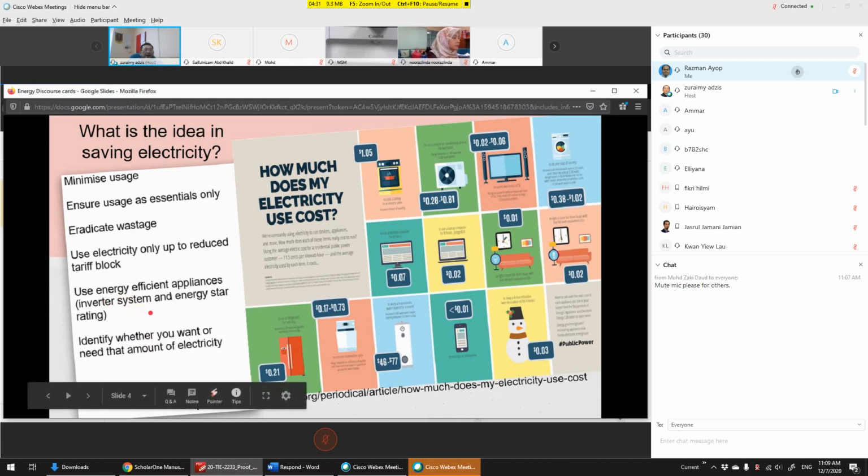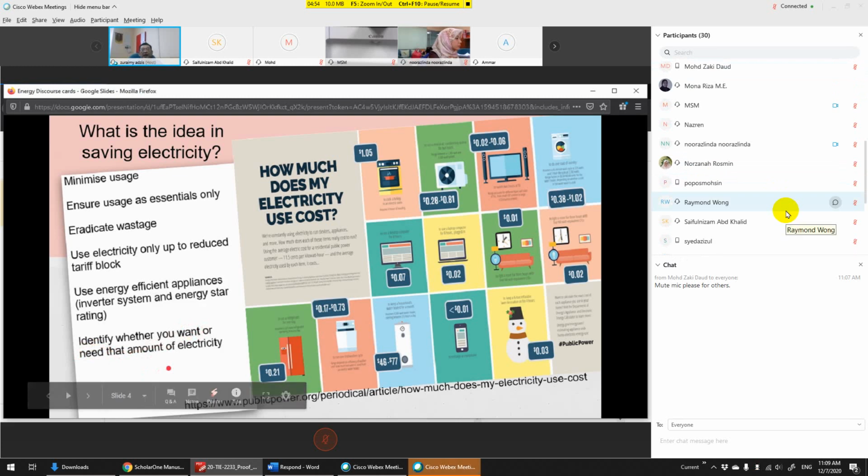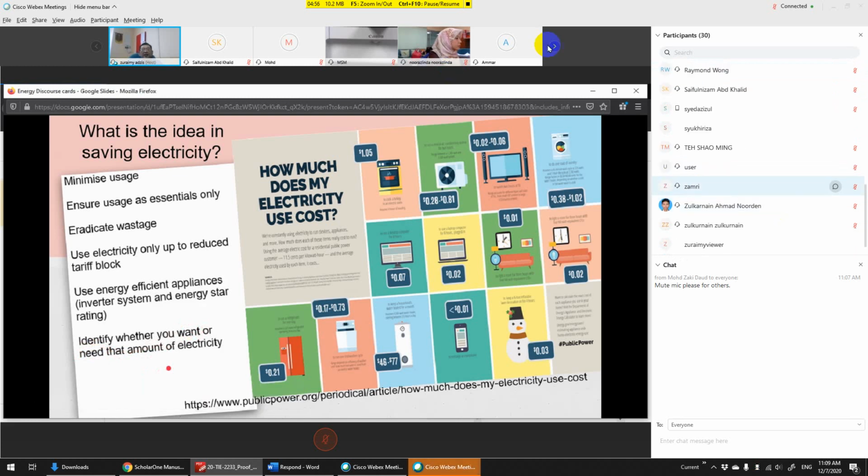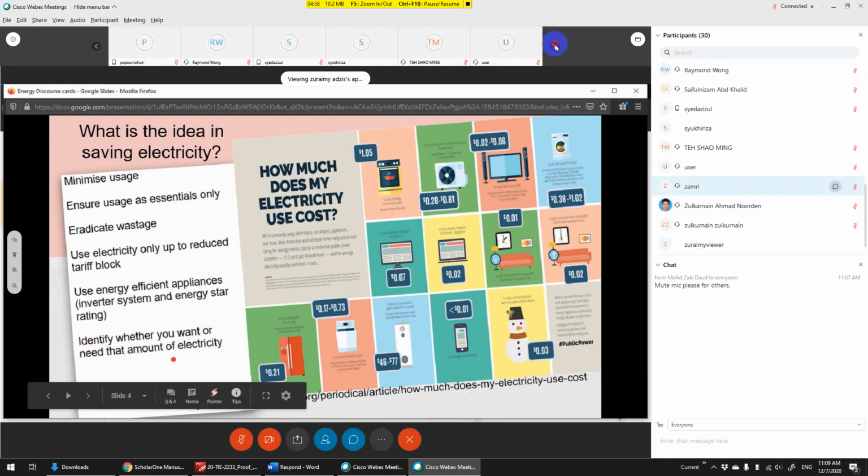Next, identify whether you want or need. So the two very big words here when you want to justify your use of electrical energy. Whether you want to use the appliance because you want to, or you use the appliance because you need to use the appliance. So that one you have to identify. Then you can have a better energy or electrical energy saving scheme. All right.